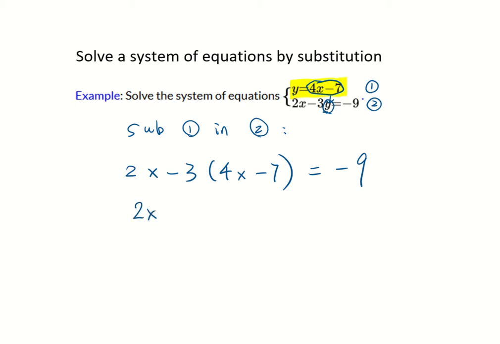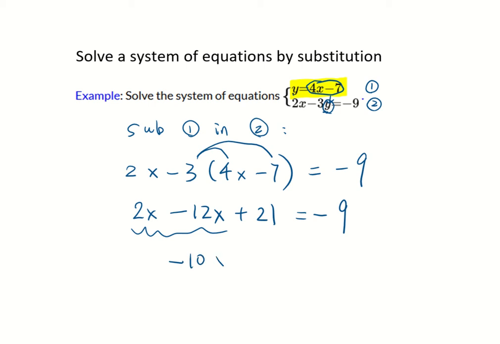So 2x, distribute the negative 3 into each term inside the parentheses. I have negative 12x plus, negative times negative is positive, so plus 21, equals negative 9. Alright, then we combine like terms. On the left side we have some like terms. These two are like terms. Combining them, I have negative 10x plus 21 equals negative 9.